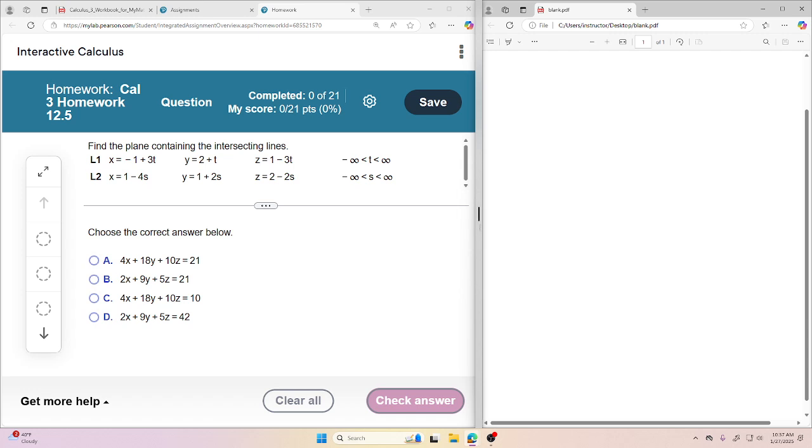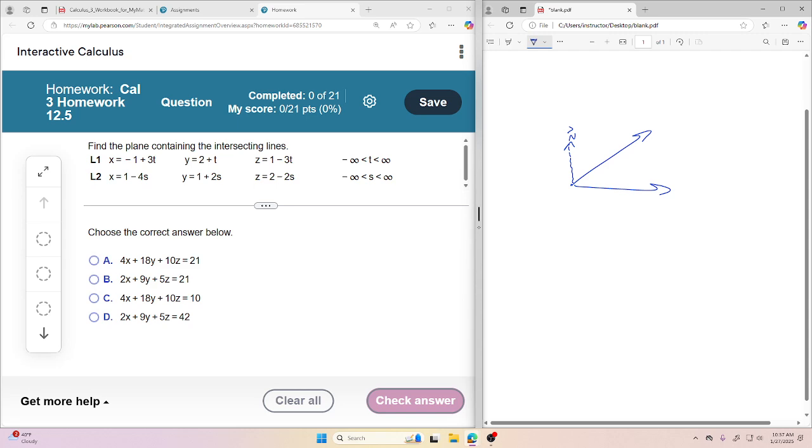So we have a plane containing the intersecting lines. Is that a cross product in the end? Are we going to have to use the cross product to get to this? We have a line, we have another line, and they want the plane for that. But the plane is represented by the normal vector coming up out of it, and that's the cross product. So if I can find the slopes for these two lines, then I can cross them, and boom, that's going to be my plane.